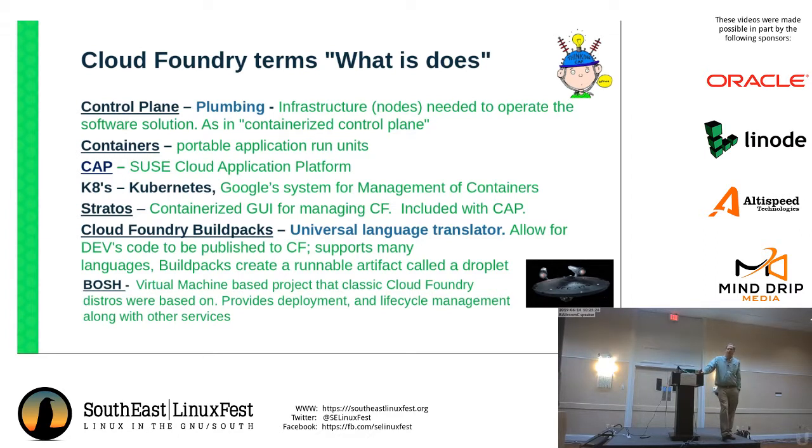We have this control plane. The control plane is sort of the plumbing for the entire Cloud Foundry system. It's all the nodes that you need to operate on to actually make this thing work. If you look at traditional Cloud Foundry systems, this is pretty heavy.